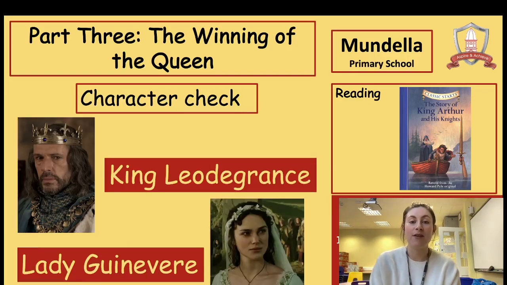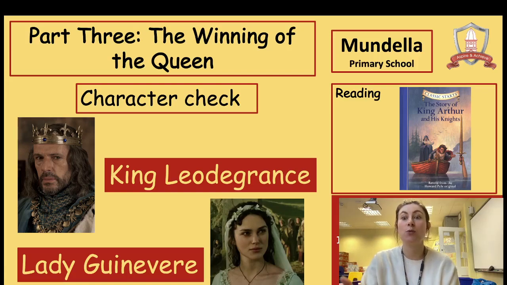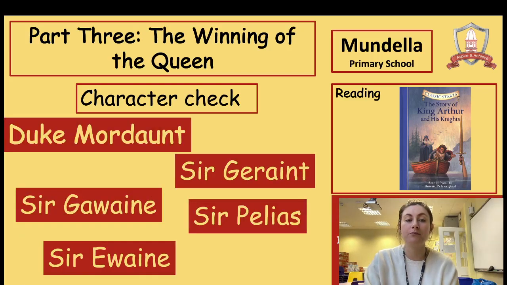Okay, so here are some of our characters. So remember King Leodegrance, he is Lady Guinevere's father, and at the moment King Rience and Duke Mordaunt are trying to... so Duke Mordaunt wants to marry Lady Guinevere, and King Rience wants more land, doesn't he? So they've come to King Leodegrance's castle to possibly have a war with him. So we've got Duke Mordaunt, and then we've also got, obviously, King Arthur, and then we've got our knights.